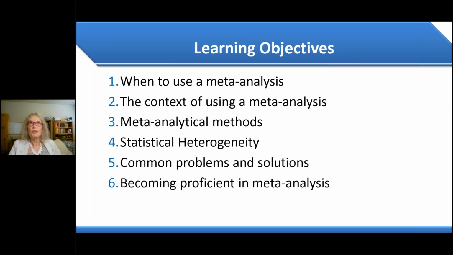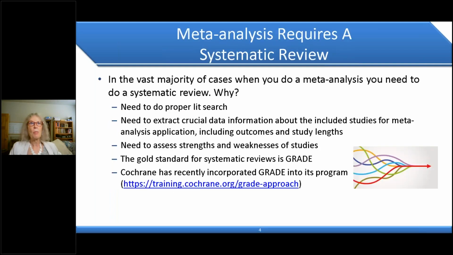So what we're going to do in this presentation is discuss when a meta-analysis is appropriate and in what circumstances, the different kinds of methods that are available. This problem we call statistical heterogeneity, which can be more than annoying. A lot of common problems and solutions that come up during meta-analysis, and if one is interested, how do you actually get proficient in the subject?